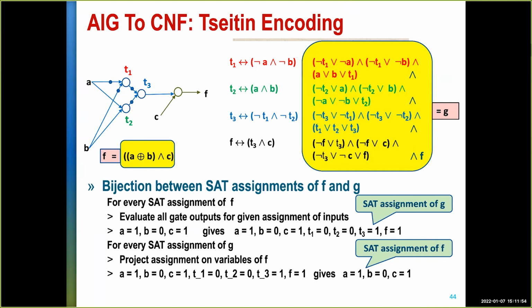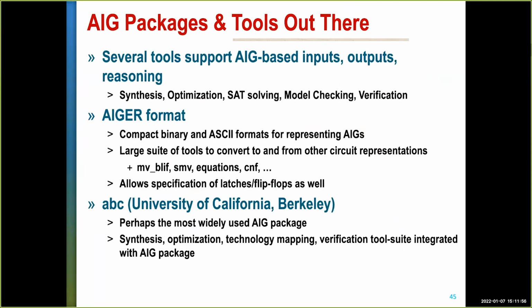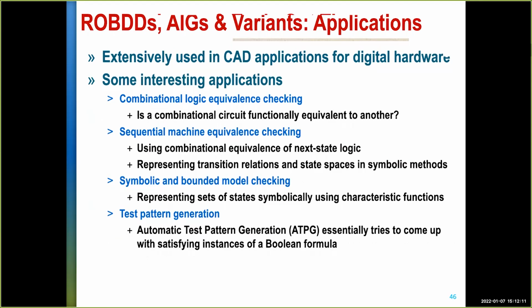So, okay, let me stop this presentation here. I have overshot a little bit, but there are several tools that are available there. In fact, we are going to be using in the hands-on session this tool called ABC. But let me not go further with this. And this is what I want to talk about now, that once you know these interesting representations for Boolean functions, you can actually use them for combinational equivalence checking, sequential equivalence checking, symbolic and bounded model checking. And these are the three topics I want to talk about.